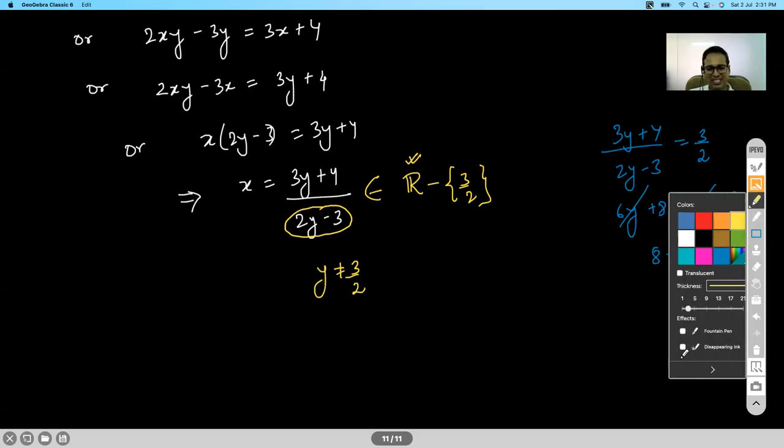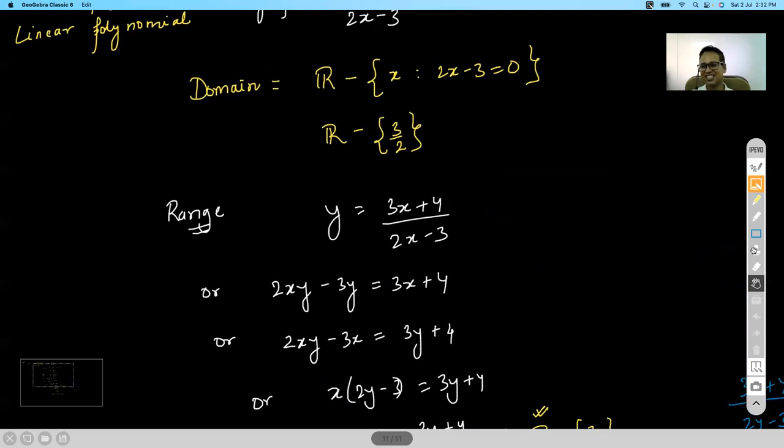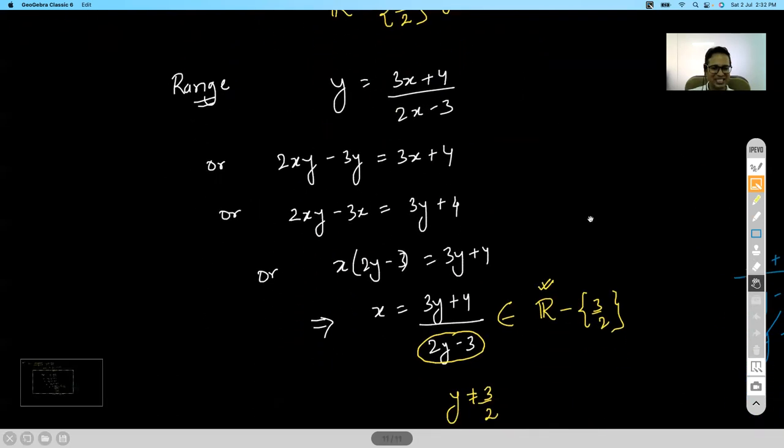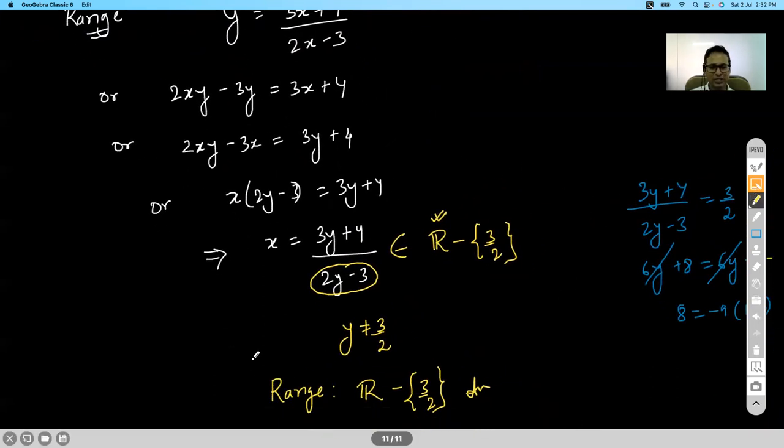So Rishabh, your answer is absolutely right. So your range will be all real numbers except 3 by 2. Is that fine? Any questions? So domain and range happen to be the same here, isn't it? Domain and range happen to be actually the same, coincidentally. Understood? Any questions here?